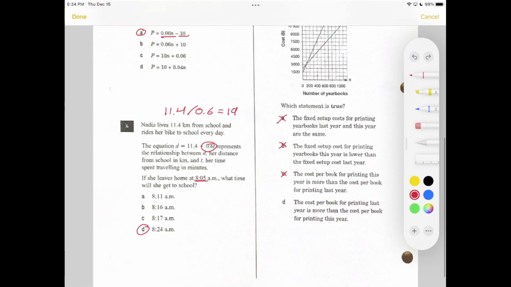That leaves us with only one. The cost per book for printing last year is more than the cost for printing this year. And this is the true one.